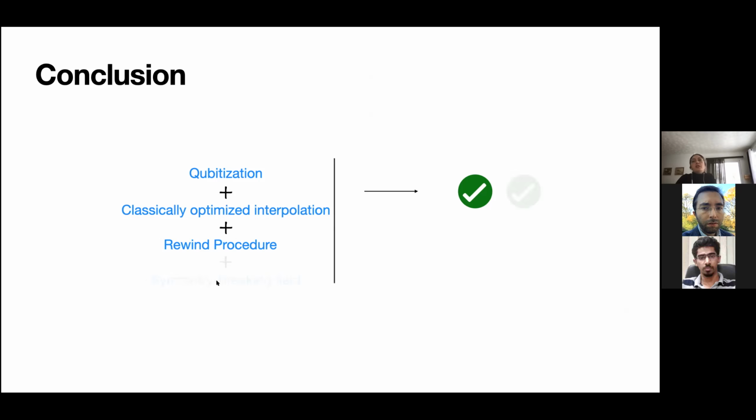Of course, we could add other interesting things that will help us to have even a better scaling. I'm thinking here about things like nonlinear interpolation. We already mentioned that we could have a symmetry breaking field, maybe to increase the gap and make this adiabatic state preparation more efficient.